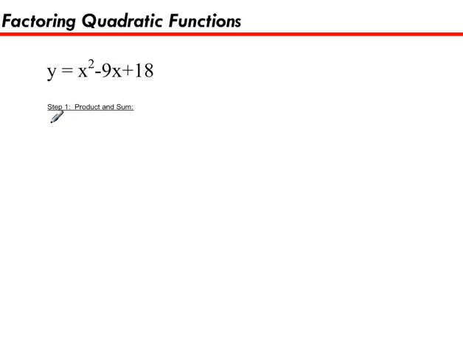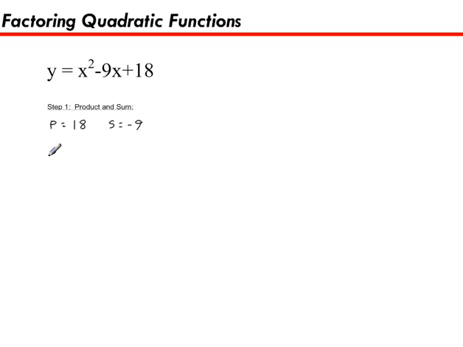So the first thing we'll do is show that by saying P, or the product, has to be equal to this last term, which is an 18. And the sum of the two numbers we choose has to equal the middle term, which is negative 9. Don't forget the sign in front of the number. So, okay, two numbers that multiply to make a positive 18, and those numbers also add together to make negative 9.